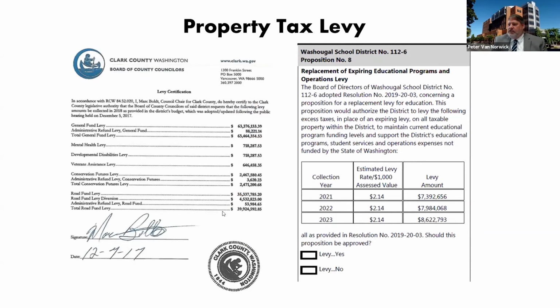The next thing I want to do is show you a couple of real life examples in the county to show you what I'm talking about. So this is actually what I get from the county council every year. And you'll notice when it's sent to the assessor's office, it says I'm to collect $63,376,133.39 for the general fund levy. That's what we're collecting. It doesn't matter if assessed values increase or decrease. That is the amount that I'm going to collect.